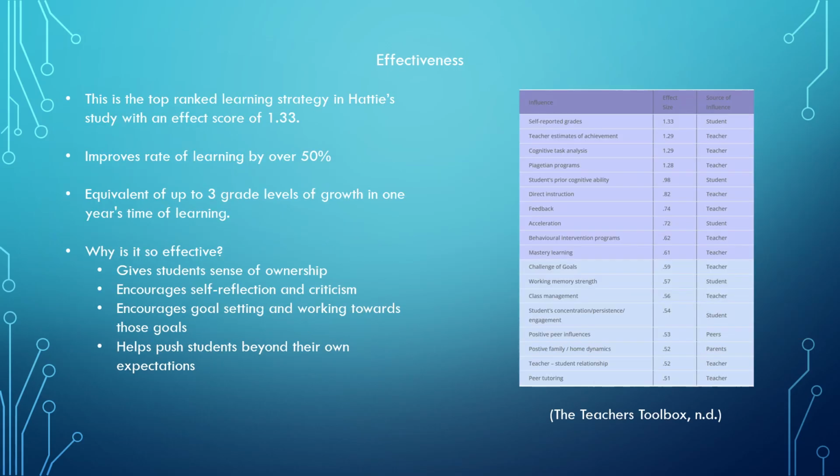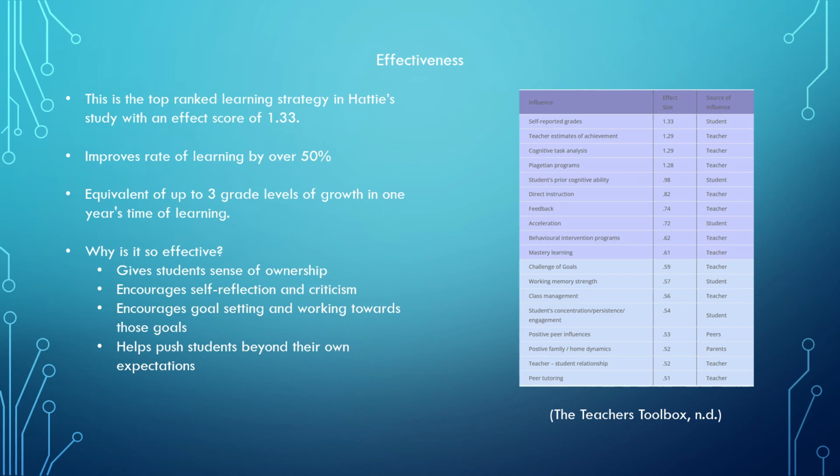So the top ranked learning strategy in Hattie's study was the self-reported grades influence with a 1.33 standard deviations effect score. This is an extremely effective correlation and it's a highly desirable result. This strategy improves rates of learning by well over 50%, and the standard deviation score is equivalent of up to 3 grade levels of growth in 1 year's time of learning.